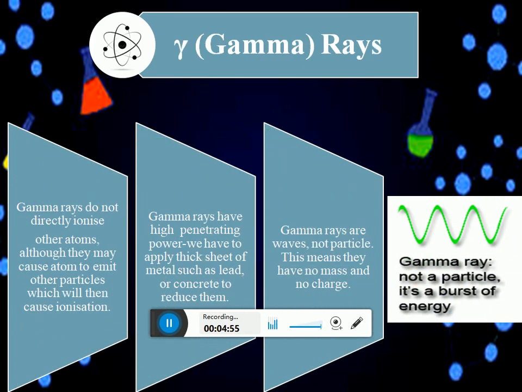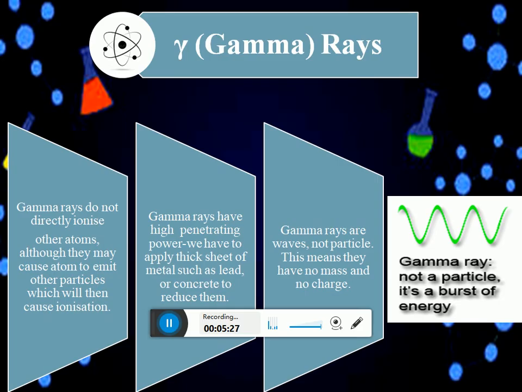So let's see, the third type of radiation is gamma rays. Actually, gamma rays are not particles. As I have told earlier, they are waves, so they don't have any mass or charge. Gamma rays have high penetrating power, so they can pass through a sheet of paper as well as a sheet of aluminum or plastic. We need concrete or a heavy boundary to contain this gamma radiation.